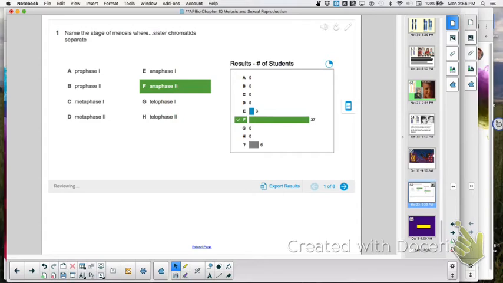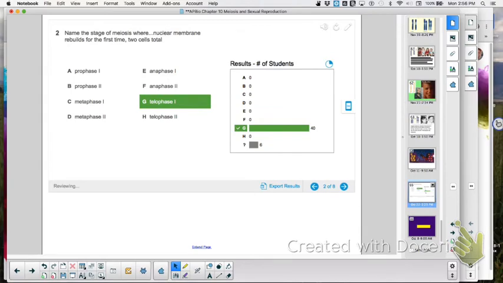It would help if we went through just the ones that were missed and identified the correct stage for each. So on question number 1, sister chromatids separate. Somebody said E, which is anaphase 1. What separates in anaphase 1? Homologous pairs. Okay, number 2.